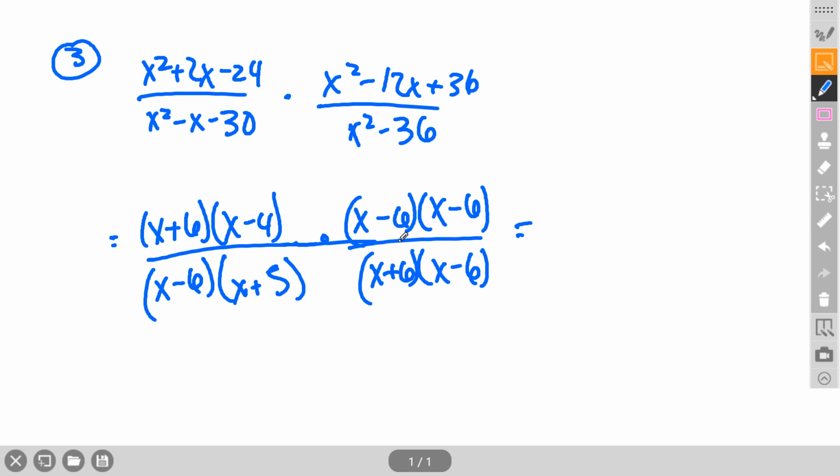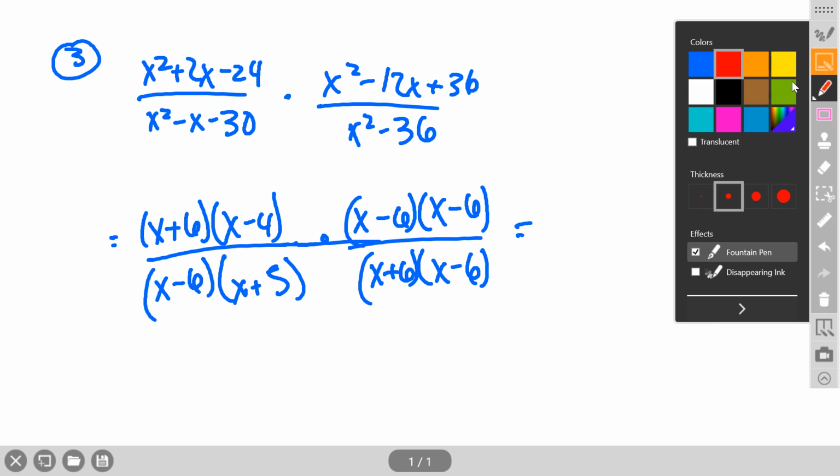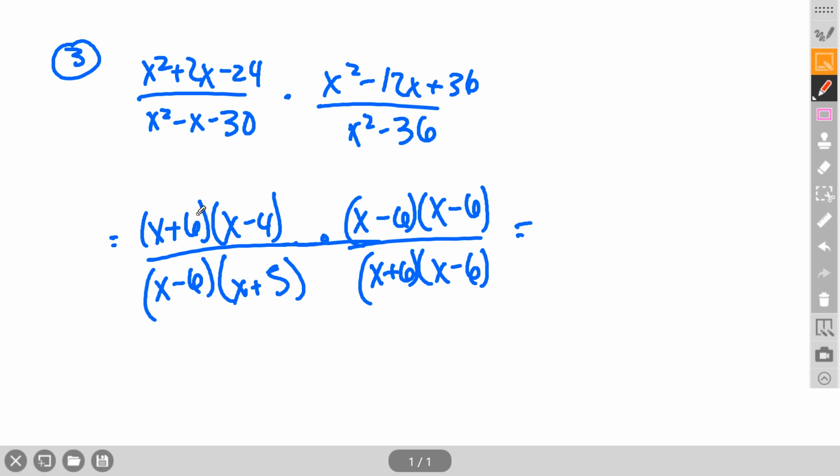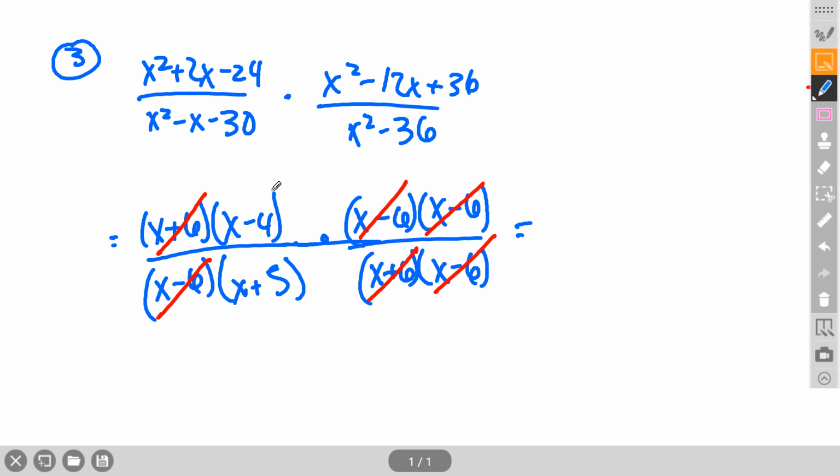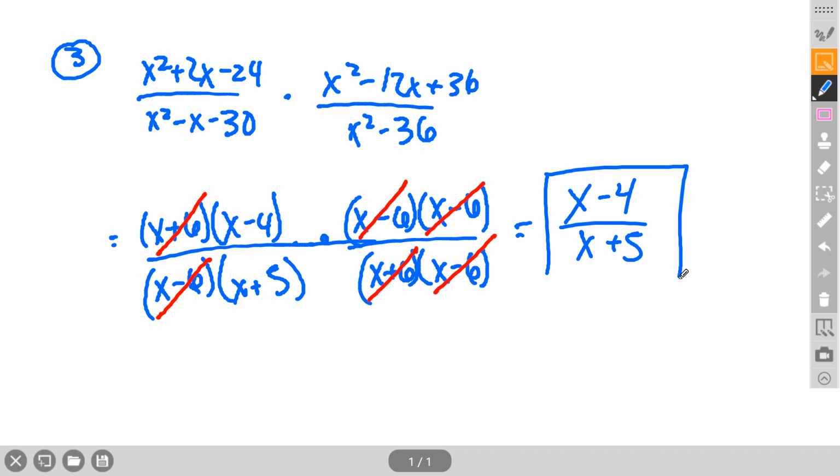Now we can think of this as being a single fraction. We can cancel factors that occur in the top and the bottom, so x plus 6, x minus 6, another x minus 6. Our answer is whatever we have left. So we have an x minus 4 in the numerator and an x plus 5 in the denominator.